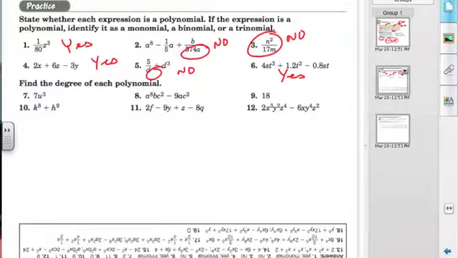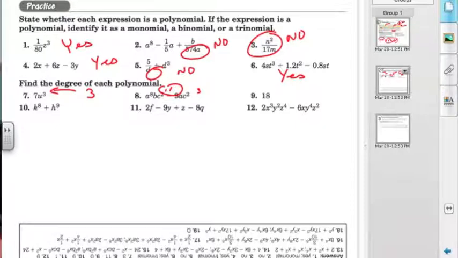All right, now we want to find the degree of the polynomial. Number 7. I have an exponent of 3, so it's 3. Number 8. I have 8 plus 1 plus 2, so that gives me 11. The 9ac squared gives me 3. So which one is higher? It is the 11. So that has a degree of 11. Later on in Algebra 2, you'll talk more about why degrees are important.